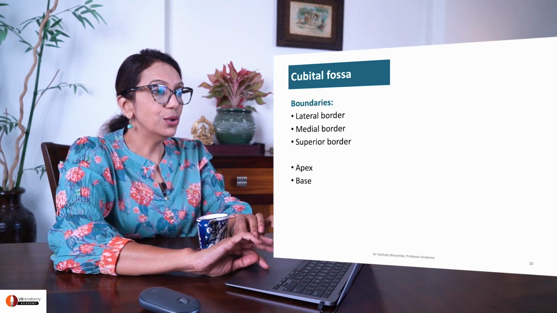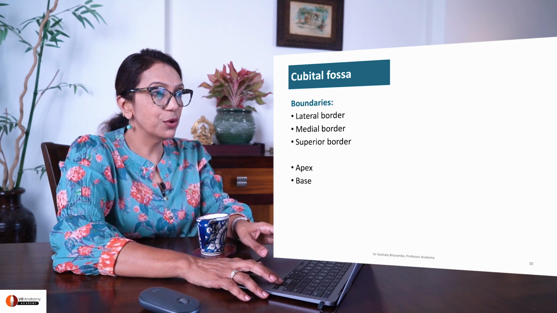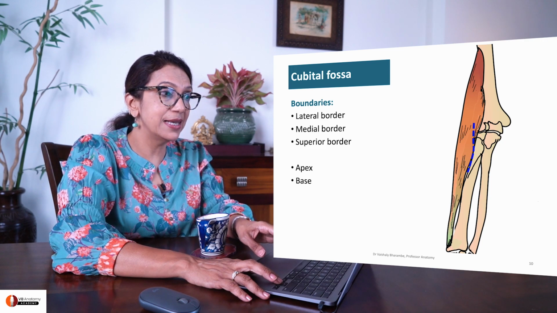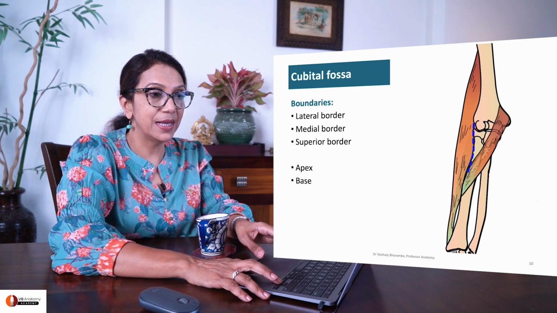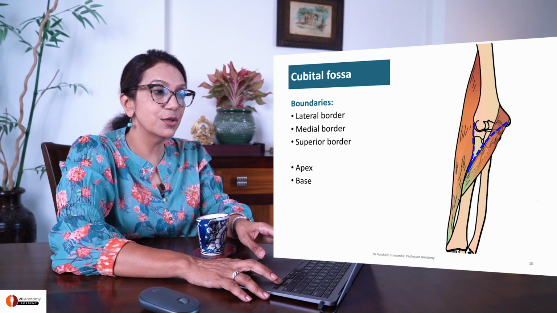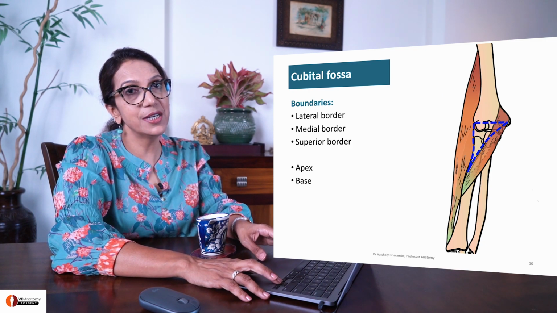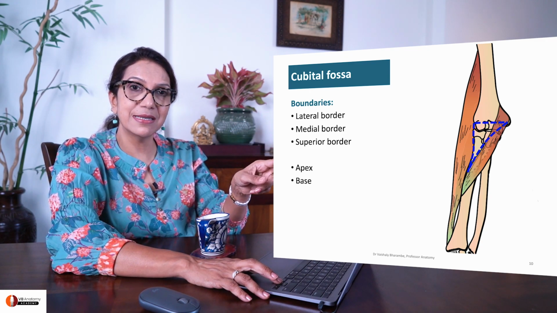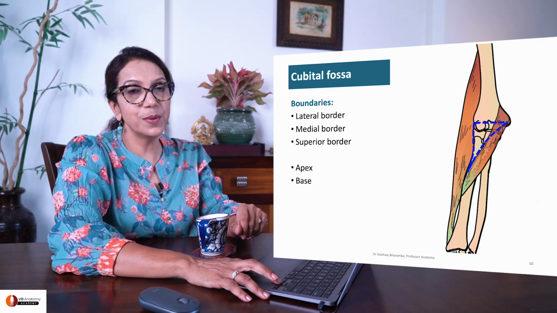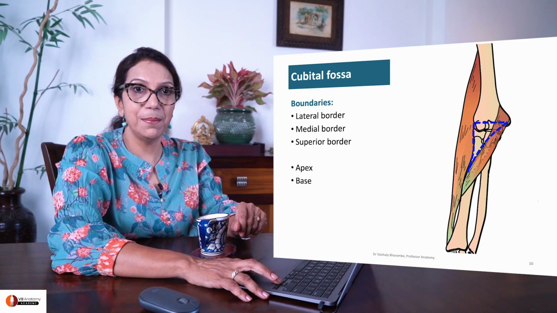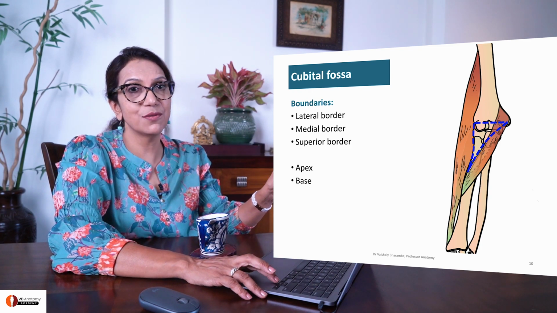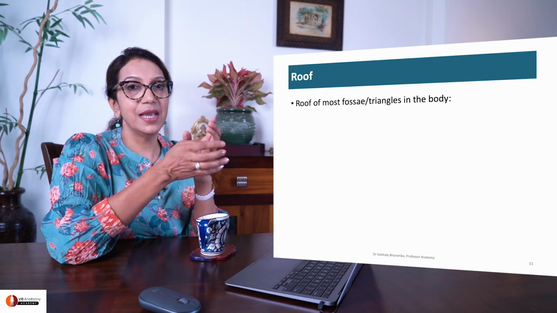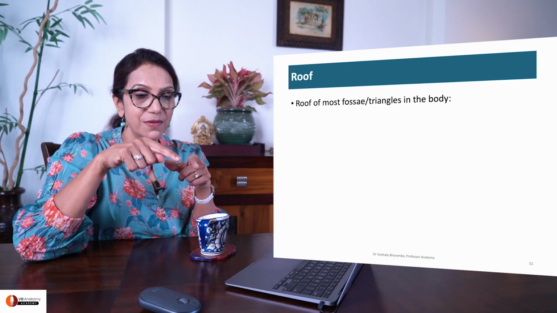Right. So, we know the lateral border of cubital fossa is formed by the medial border of brachioradialis, the medial border is formed by the lateral border of pronator teres, and the superior border is formed by an imaginary line joining the two epicondyles. The point where the two muscles meet distally is called the apex, and the superior border is also called the base. So we know these basics very clearly. Let's talk about the roof and the floor. It's a triangular structure. Okay, so we've got the boundaries.